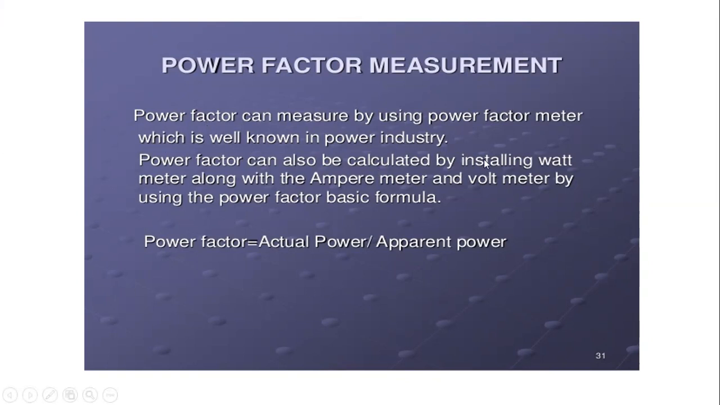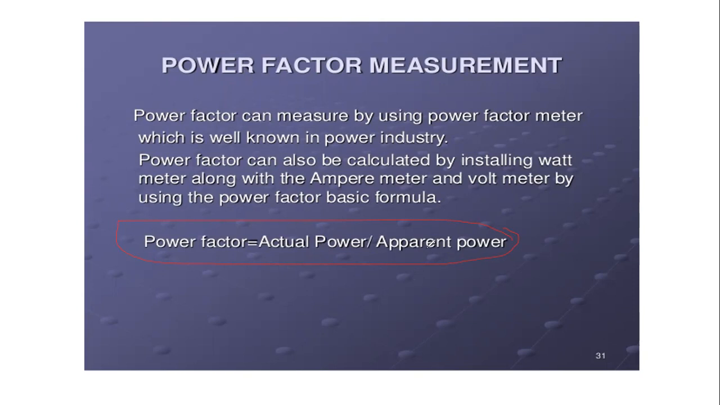The power factor can also be calculated by installing a wattmeter along with an ammeter and voltmeter. The wattmeter measures the power, the ammeter measures the current, and the voltmeter measures the voltage, using the basic power factor formula. What is the basic formula? The power factor is cos phi, which is equal to actual power divided by apparent power, the ratio of actual power to apparent power.